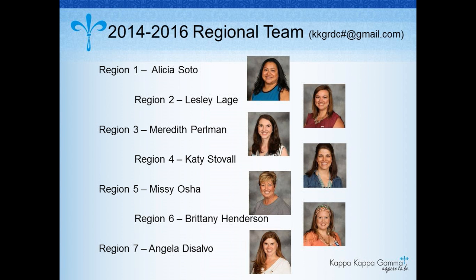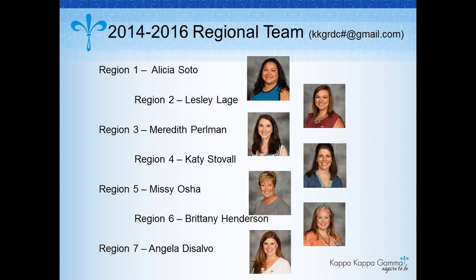In addition to Fraternity Council, which Meredith just introduced you to, you may be familiar with some of these faces. This is your regional team. I just want to introduce everybody, as you may not be familiar with them. Region 1 is Alicia Soto. She lives in New Jersey and is a second-term RDC. Myself, Leslie Lage, I live in Region 2, in Maryland, and I'm a second-term RDC. Meredith, whose voice you're also hearing, is in Region 3, lives in Georgia, and is a first-term RDC.